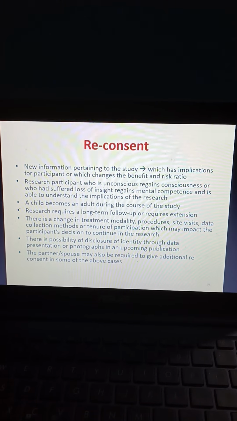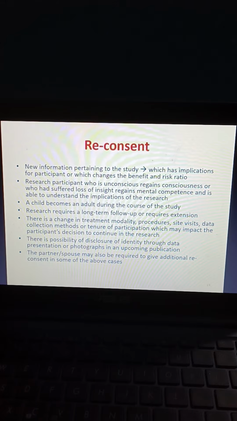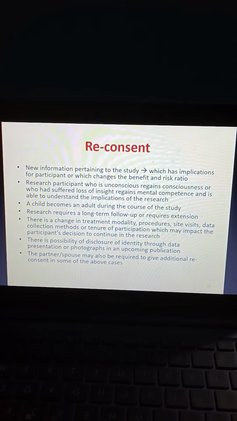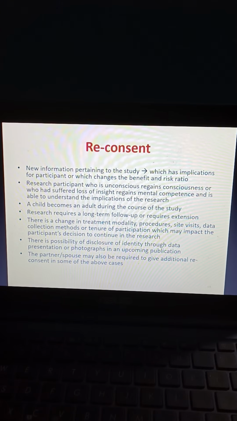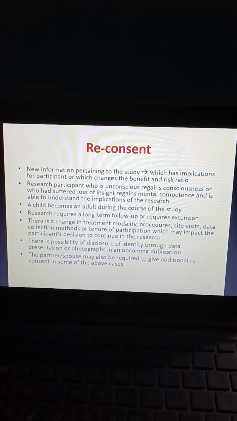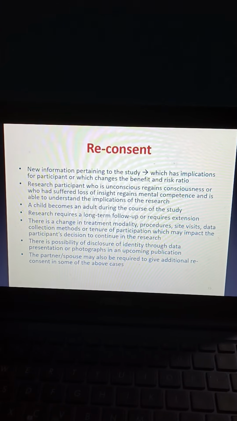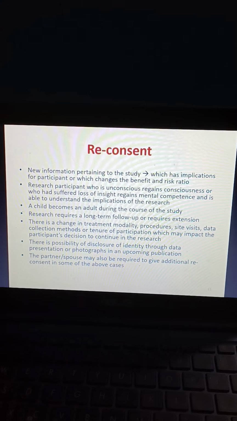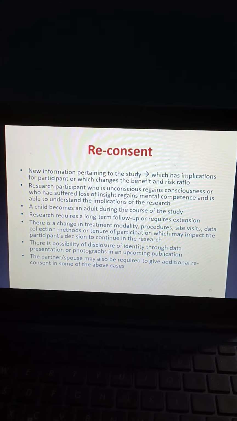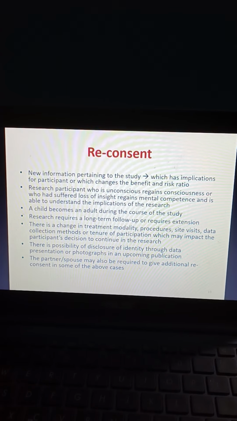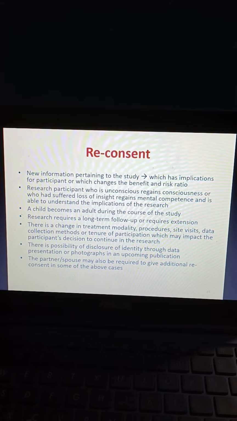There is a change in the treatment modality, procedure, site visits, data collection methods, or tenure of participation which may impact the participant's decision to continue in the research. Then reconsent can be taken. There is possibility of disclosure of identity through data presentation or photographs in an upcoming publication. Then also reconsent should be taken. The partner or spouse may also be required to give additional reconsent in some of the above cases.